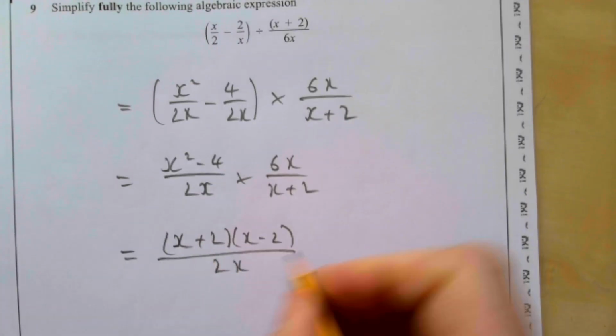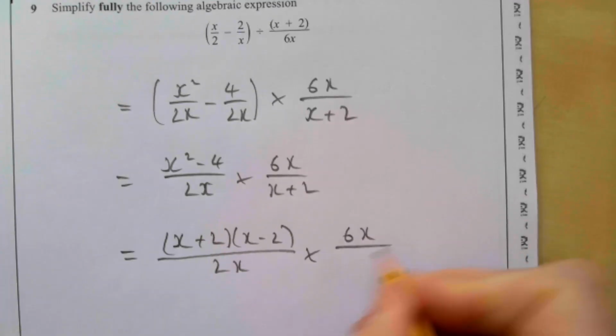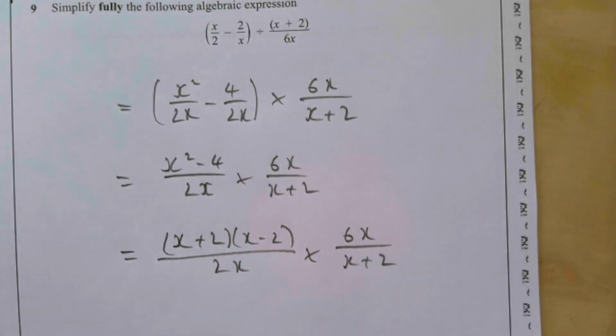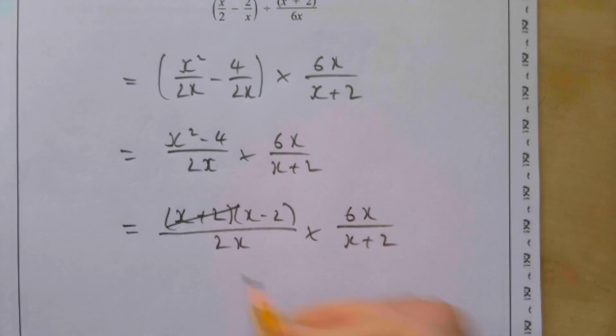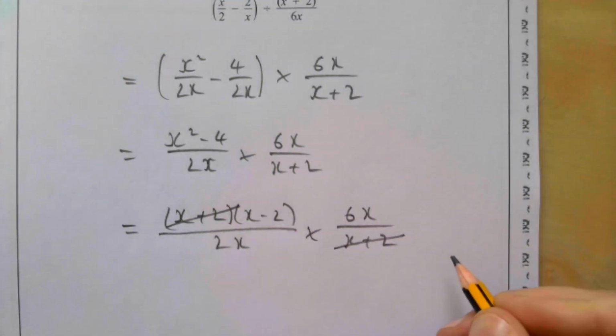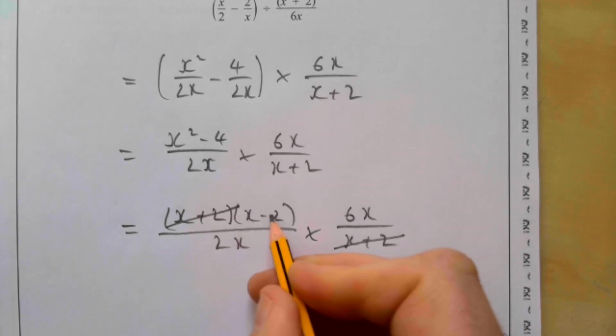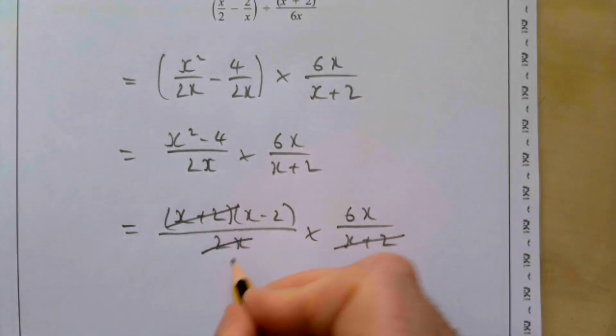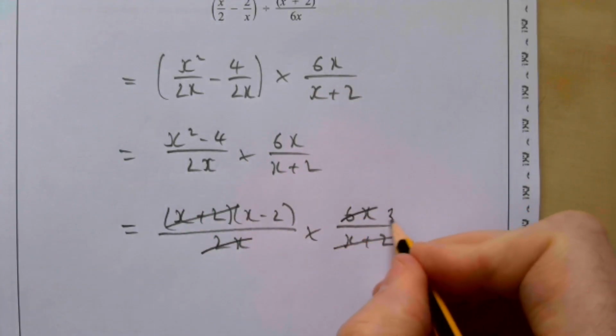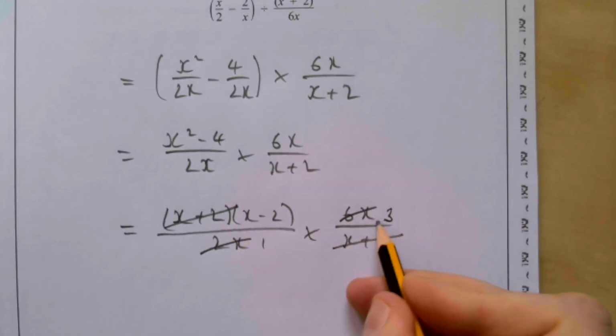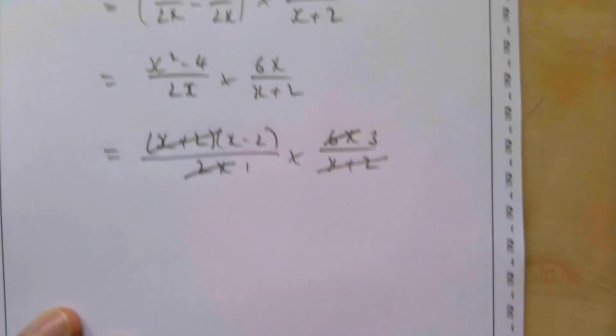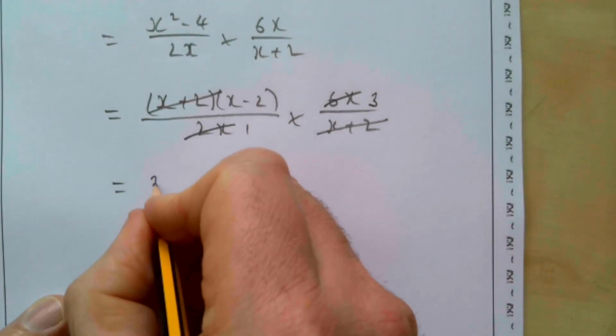All over 2x multiplied by 6x and x plus 2. So we're now in a decent place to cancel out our factors. The x plus 2 and the x plus 2 are going to cancel out. That x minus 2 is left. That 2x is going to go, and we end up then with a 3 here. So we have 3 upon x minus 2 as our final answer.